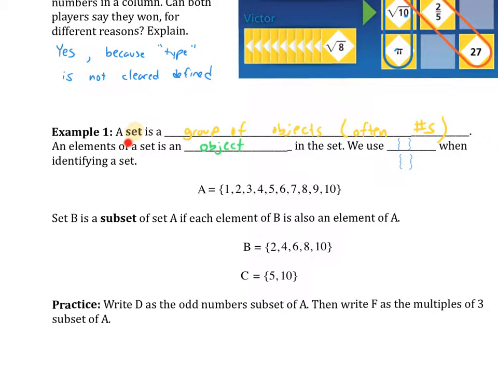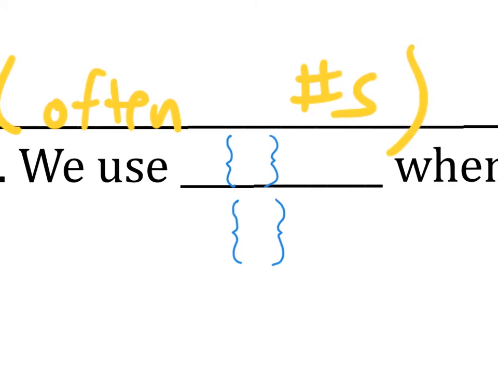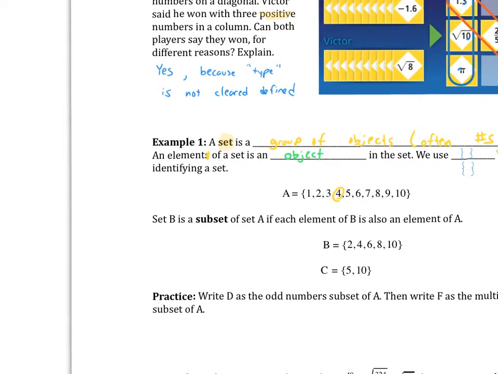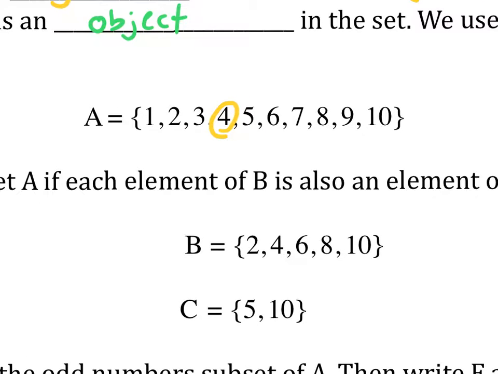So first, a set of numbers is a group of objects, and it's often in math going to be numbers. An element, sorry, there's no S there, of a set is called the object. So for example, right here, 4 is an object in this set. And then we use these squiggle parentheses whenever we're identifying a set. So for example, A here. A is the name of the set.